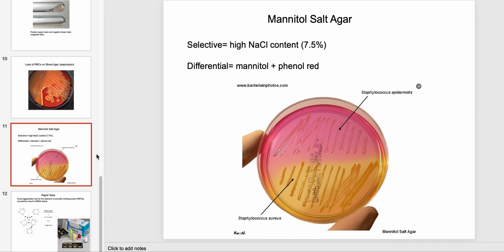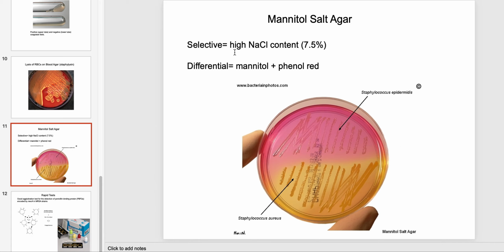Another approach would be to use mannitol salt agar, and this is what we gave you guys, or would have given you guys, to do skin swabs, looking for Staph aureus or similar staph on your skin. And so again, the medium looks like this, uninoculated, and so the microbes can be heavily inoculated onto the medium, and then you look for this characteristic reaction.